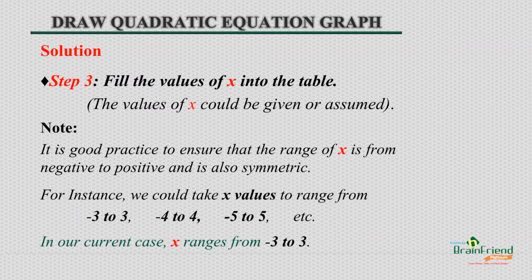For instance, we could take x values to range from -3 to 3, -4 to 4, -5 to 5. In that way, it will be symmetric. However, this is only conventional. It is not a must to be this way. You can still take values that are not truly symmetric. In our current case, x ranges from -3 to 3, and that is what we will use.